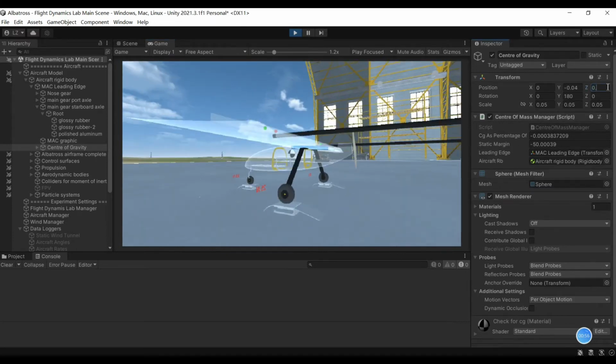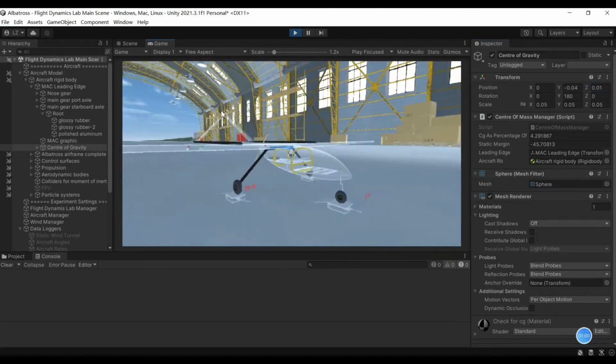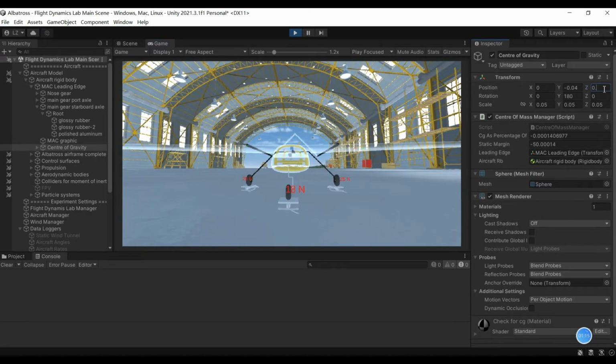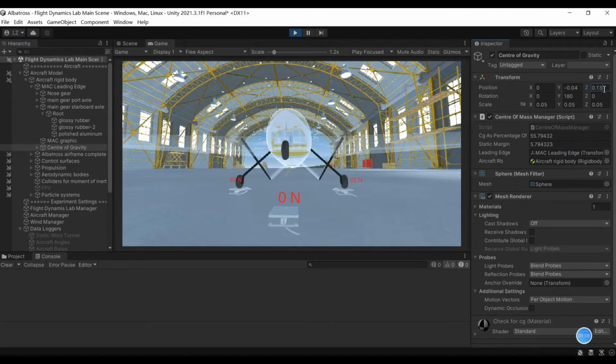If I enter 0.01, it should shift the CG backward. And if we place the CG at 0.13 meters, the aircraft loses its balance, so the maximum will be 0.13.